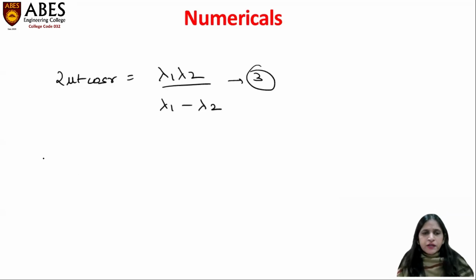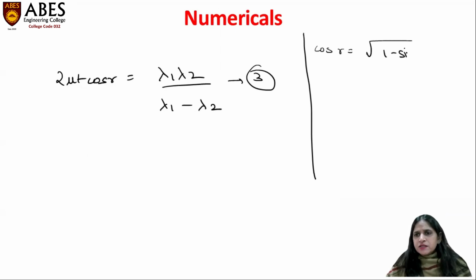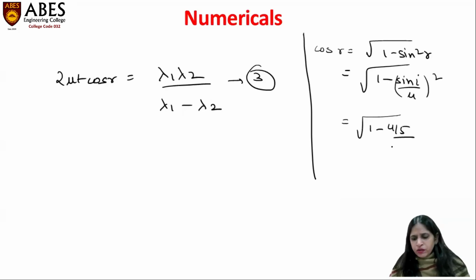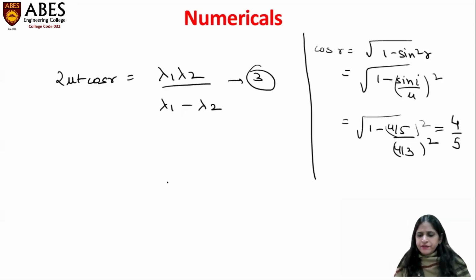Now let us calculate the value of cos r. Cos r equals under root 1 minus sine square r, and from Snell's law we can write this as under root 1 minus (sine i by mu) whole square. When we solve this, under root 1 minus (4 by 5 upon 4 by 3) square, the answer is 4 by 5. So we got the value of cos r as 4 by 5.